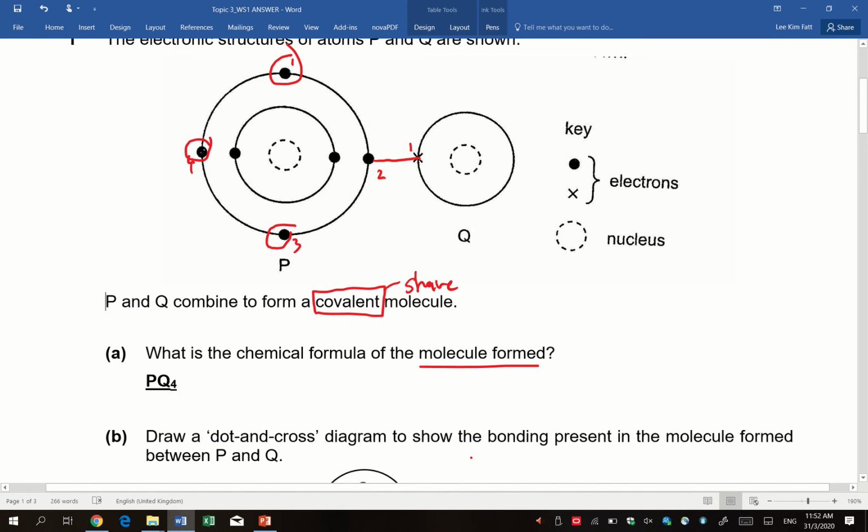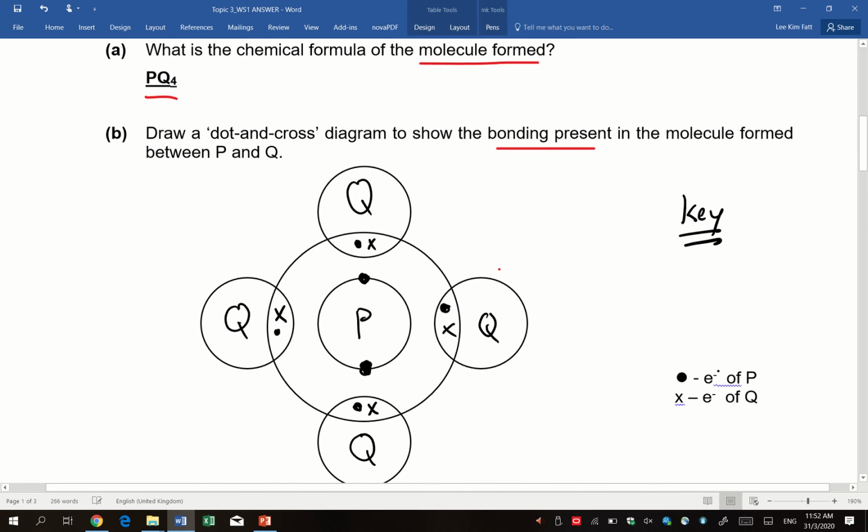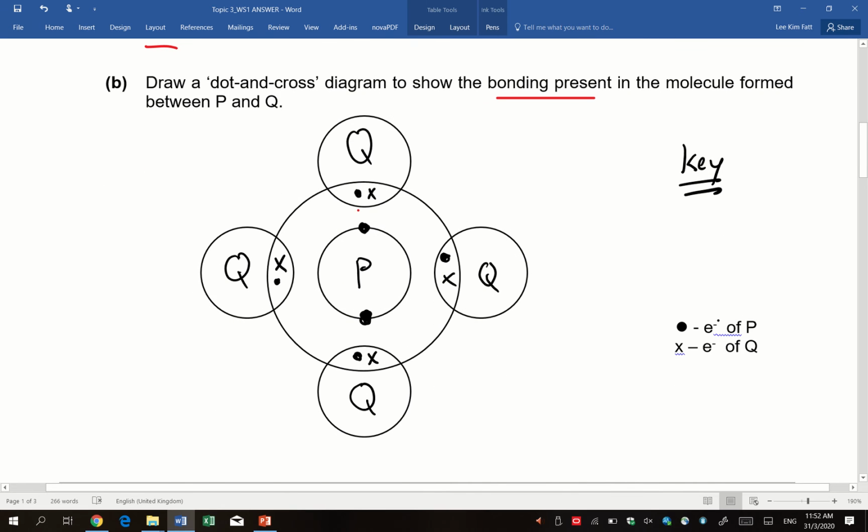The next question asks you to draw a dot and cross diagram to show the bonding present in a molecule of P and Q. Now that you know the chemical formula is PQ4, you should be able to draw it. Just take note, the size of atom Q is obviously smaller than the size of atom P, so you need to show that in your drawing. I've already pre-drawn this for you. I do the usual way: instead of the dotted circle, I have replaced it with Q as well as P in the center over here. So this is how they will share their electrons.